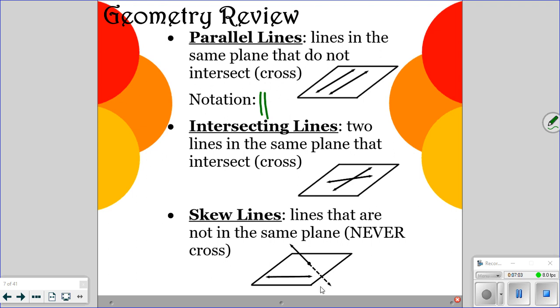So in a bigger city, some skew lines would be the interstate that has all the overpasses. They don't cross. One is going above and one's going below. That would be an example of skew lines. But they're never going to intersect. So if it's skew, that means that they are not in the same plane.